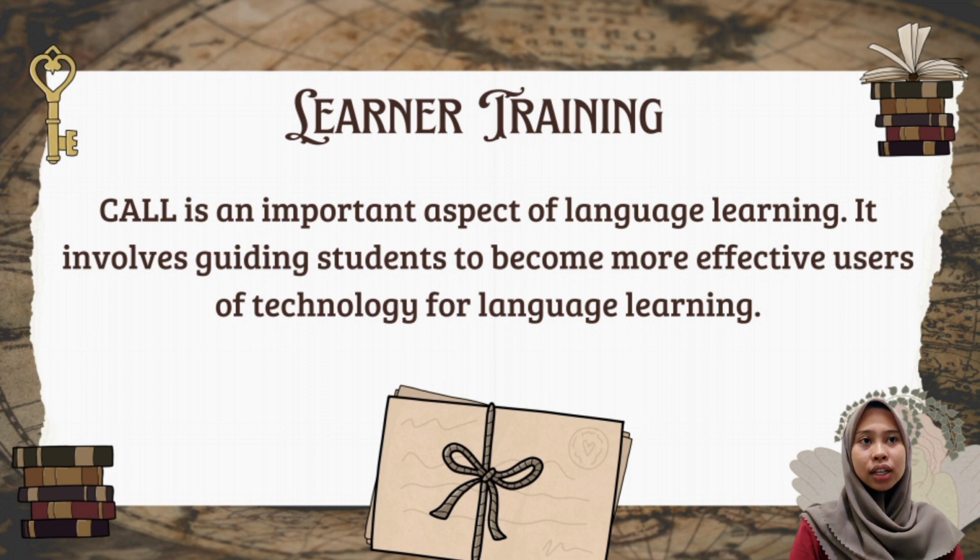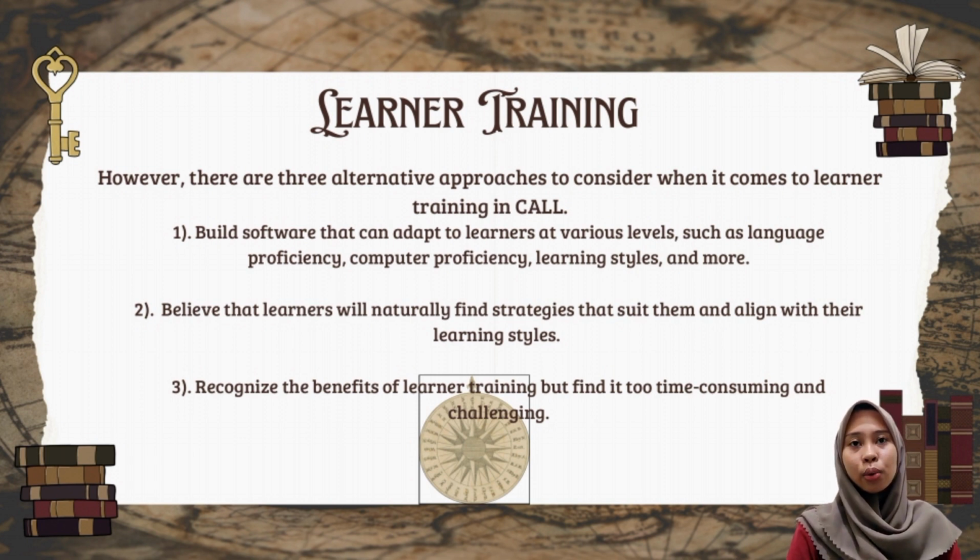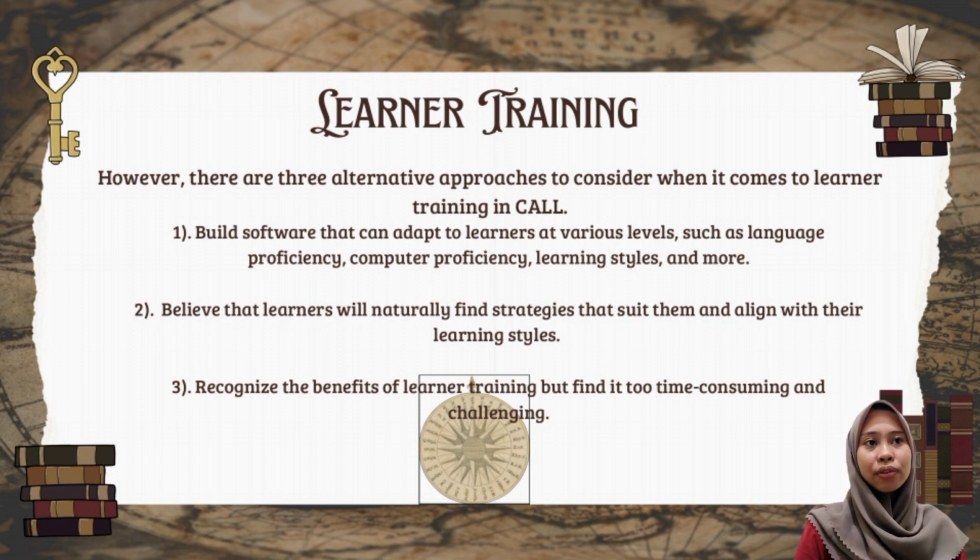It involves guiding students to become more effective users of technology for language learning. However, there are three alternative approaches to consider when it comes to learner training in CALL. The first alternative is to buy software that can adapt to learners at various levels, such as language proficiency, computer proficiency, learning style, and more. However, current CALL software has not fully realized this adeptly.